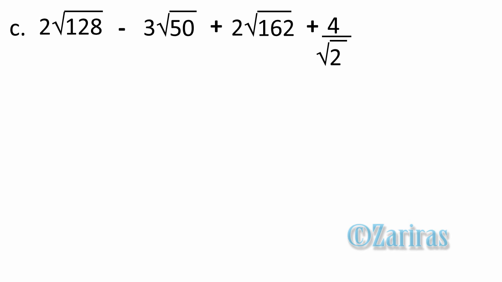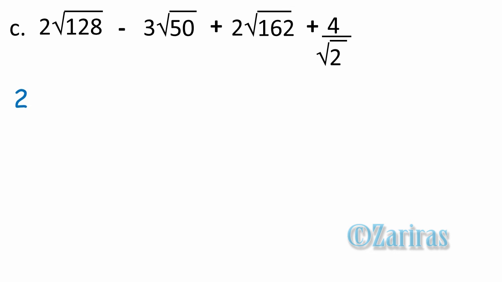2 square root of 128 minus 3 square root of 50 plus 2 square root of 162 plus 4 over root 2. So 128 would have square number factors, 50 would have square number factors, 162 too, and for 4 over root 2 here we have to rationalize and then add.